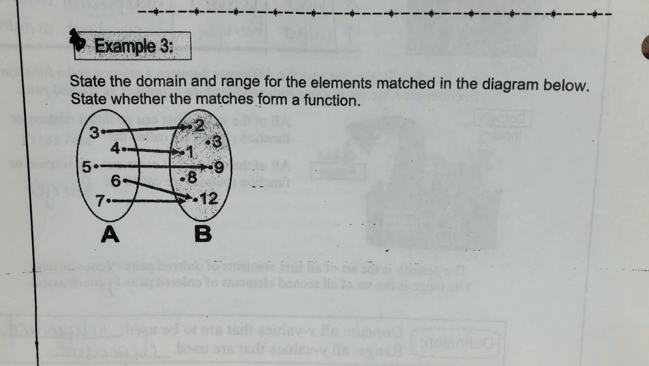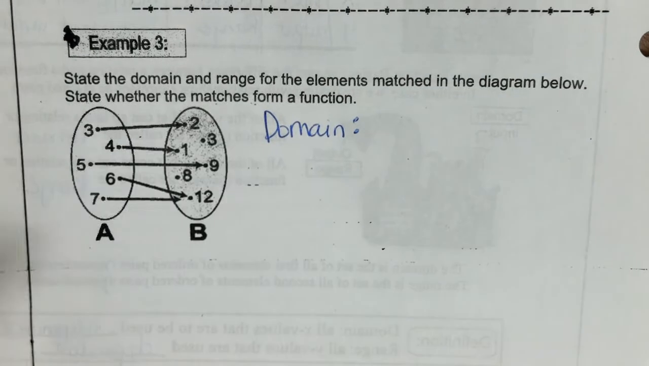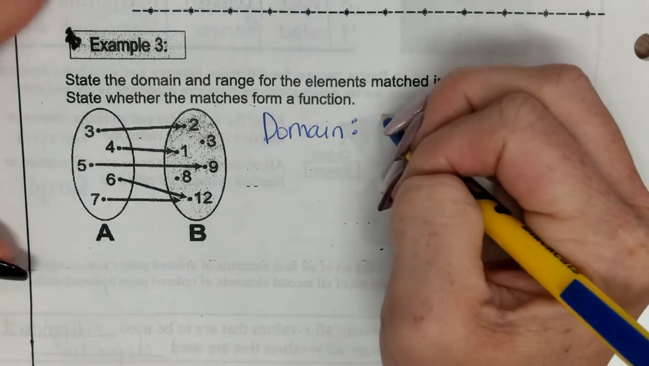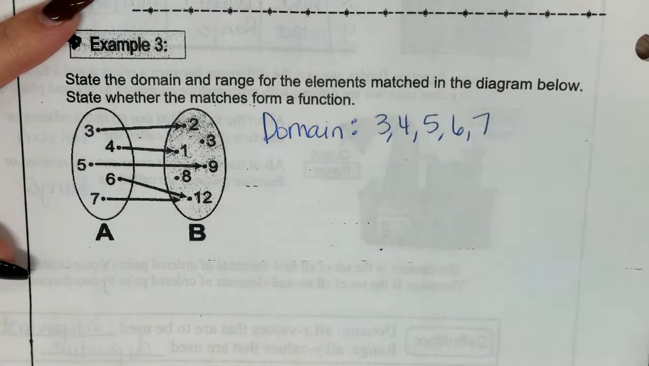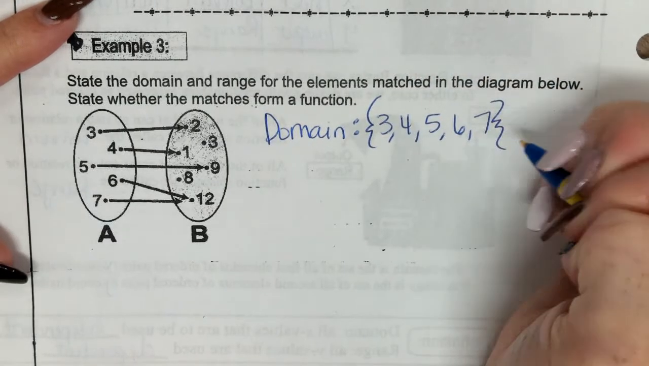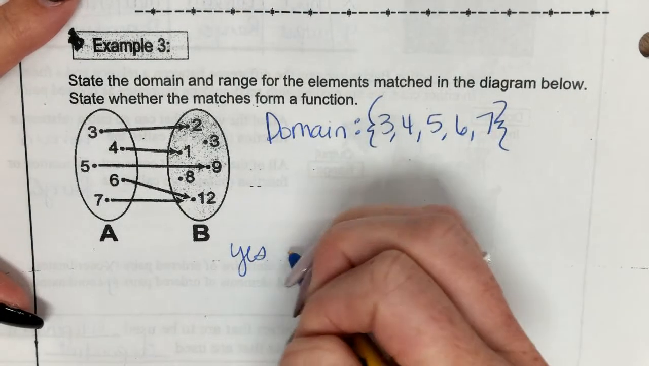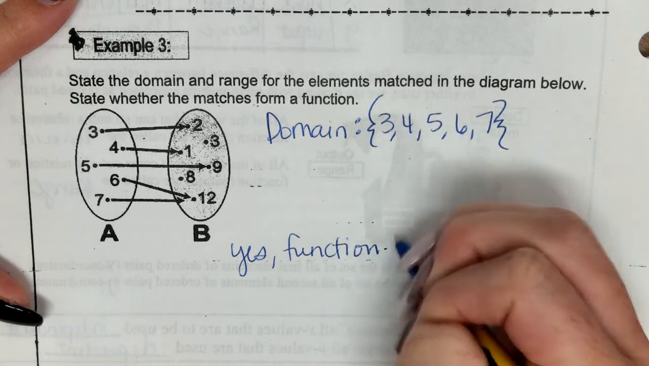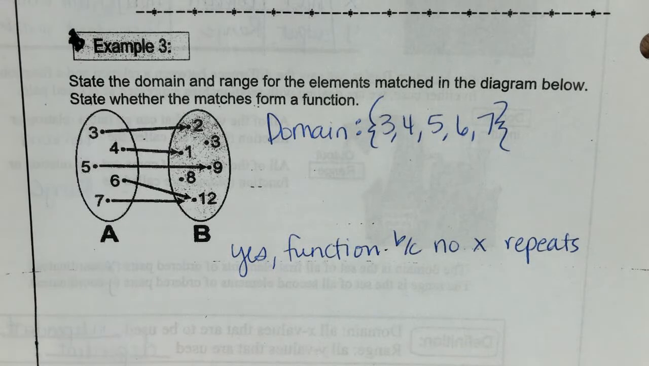This one wants us to state the domain and range for the elements matched in the diagram below and tell if it's a function. So let's write domain. And what are the domains? 3, 4, 5, 6, and 7. Did any of those repeat? So is this a function? So I'm going to write that down here. Yes, function, because no x repeats. Because I don't even care about the outputs when I'm telling if it's a function.